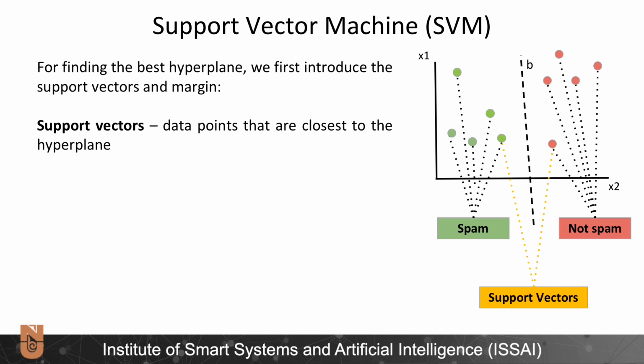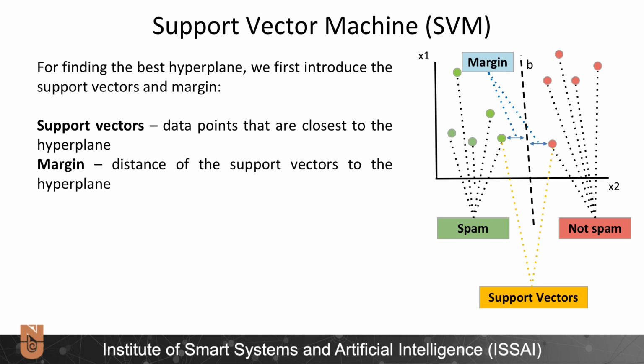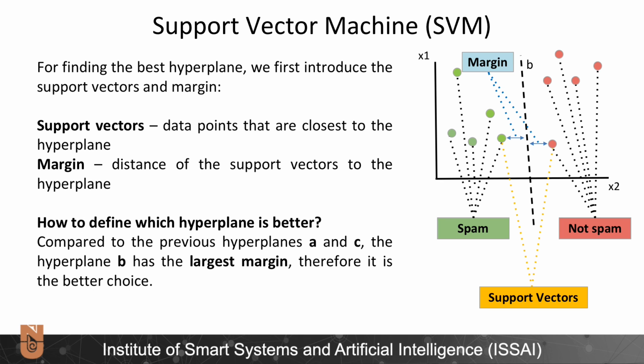For finding the best hyperplane, we first introduce the support vectors and the margin. Support vectors are data points that are closest to the hyperplane. And margin is the distance of the support vectors to the hyperplane. So answering the previous question, we take the hyperplane with maximum margin as the better choice. And in this figure, we can see that hyperplane B has a larger margin compared to the previous A and C.